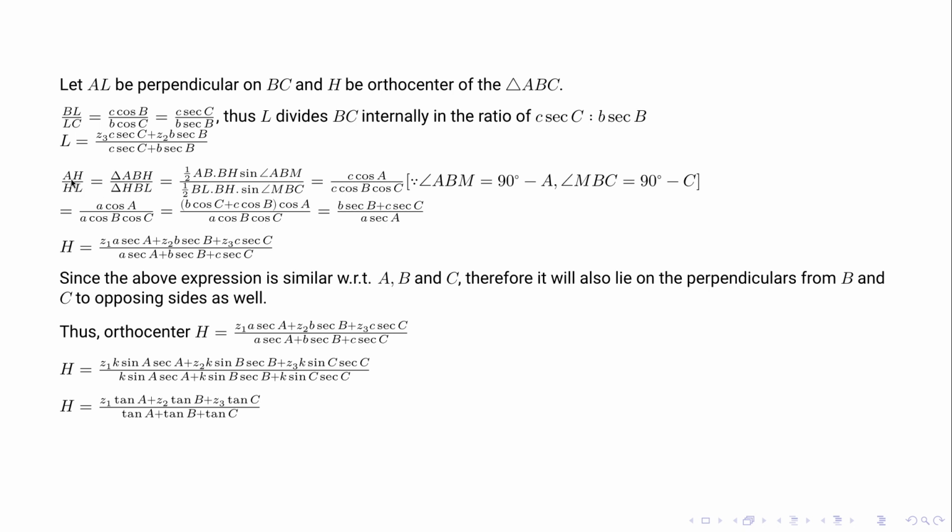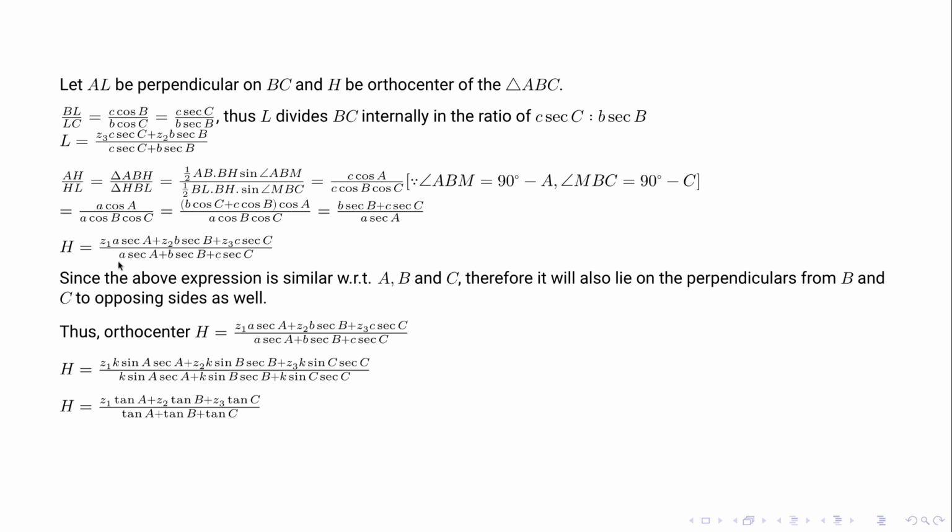So from this you see that H will divide AL in the ratio of B sec B plus C sec C divided by A sec A. Now once we know the ratio and we have the coordinate of A, we have coordinate of L, we can figure out H as Z1 A sec A plus Z2 B sec B plus Z3 C sec C divided by A sec A plus B sec B plus C sec C.